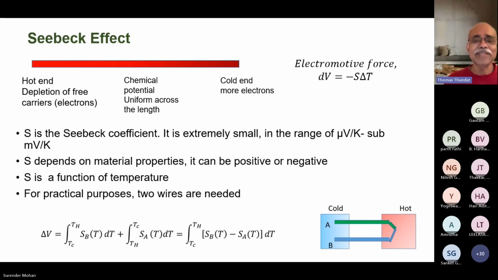So the delta V is given by this equation, which is a very simple equation. You don't need an integration, because it depends only on the hot and cold temperatures. It doesn't depend on the path of the temperature change. The path can be any different change in temperature; it doesn't matter. The only thing that matters is the hot end and the cold end. So you can basically write it as the Seebeck coefficient difference between the two materials times delta T. Next slide.